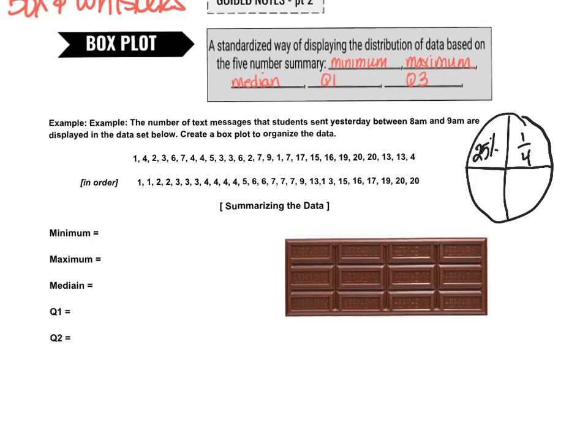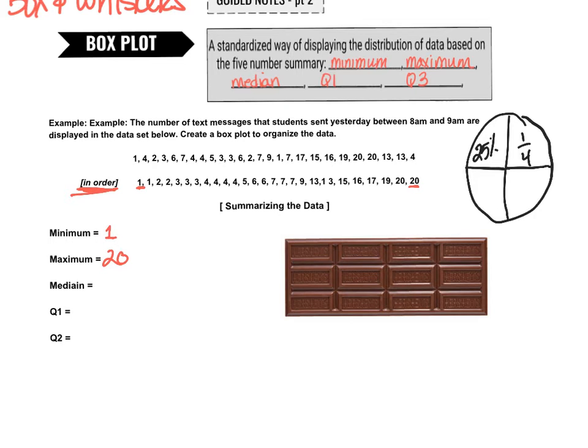So let's look at this data set, and it's the same data set as before. We're talking about text messages between 8 and 9 a.m. So I went ahead and put this data set in order because you have to put it in order if you want to find the minimum, the maximum, and the median. And so in this data set, we need to first find the minimum and the maximum, and then we'll find the median. So the minimum is really easy to identify. It's number 1, and the max in this data set is 20. Putting your numbers in order really makes those 2 things really easy to find.